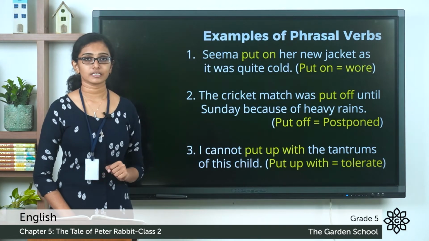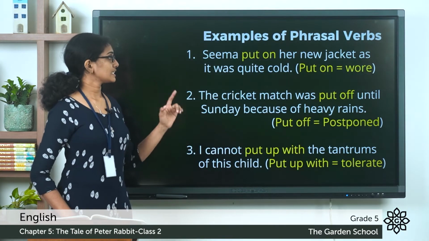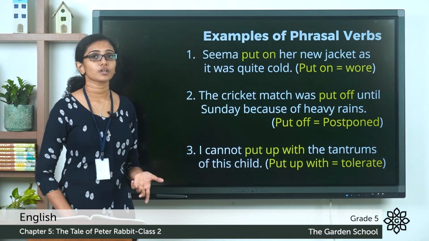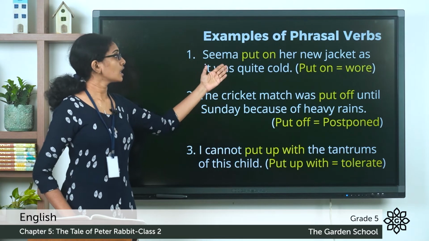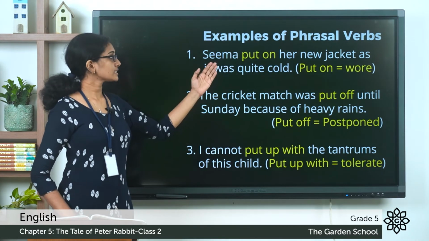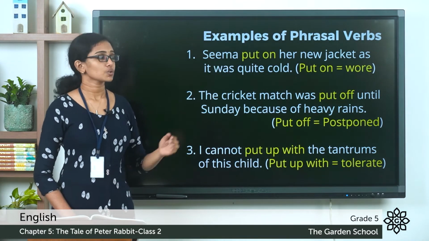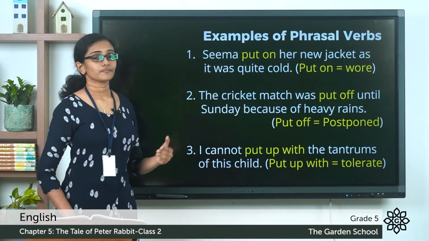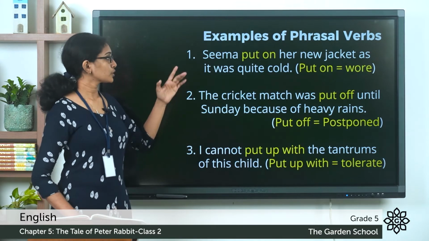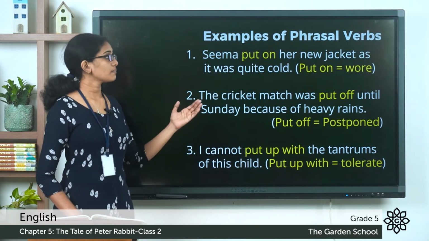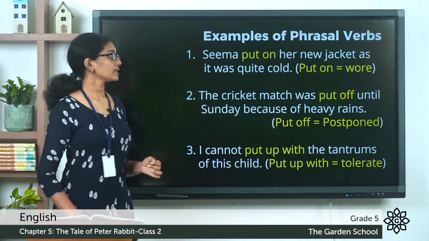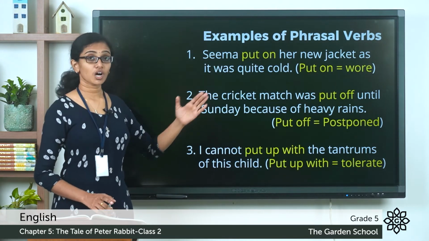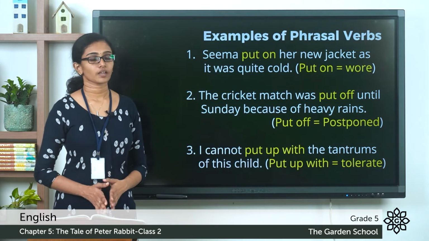See, the first example. Seema put on her new jacket as it was quite cold. You see the phrasal verb here? Put on. It's a combination of words. So the phrasal verb put on here means wore. Seema put on her new jacket, or Seema wore her new jacket as it was quite cold. So the phrasal verb to put on means to wear.